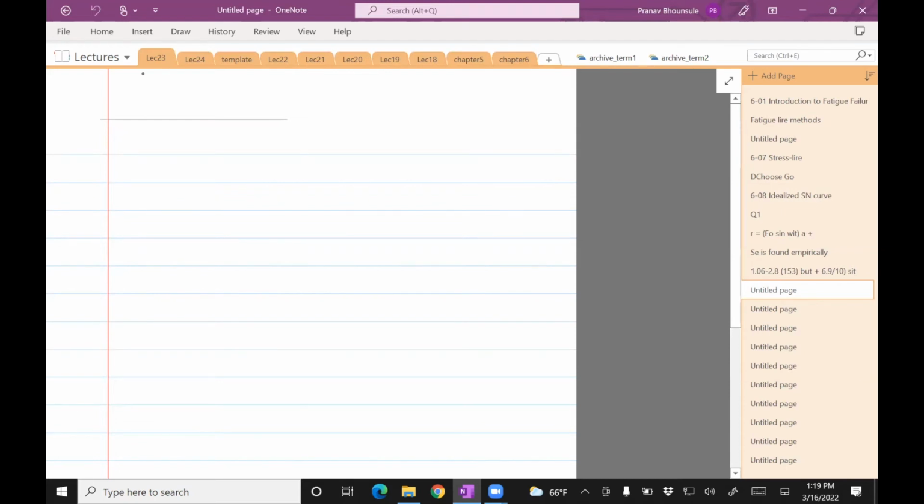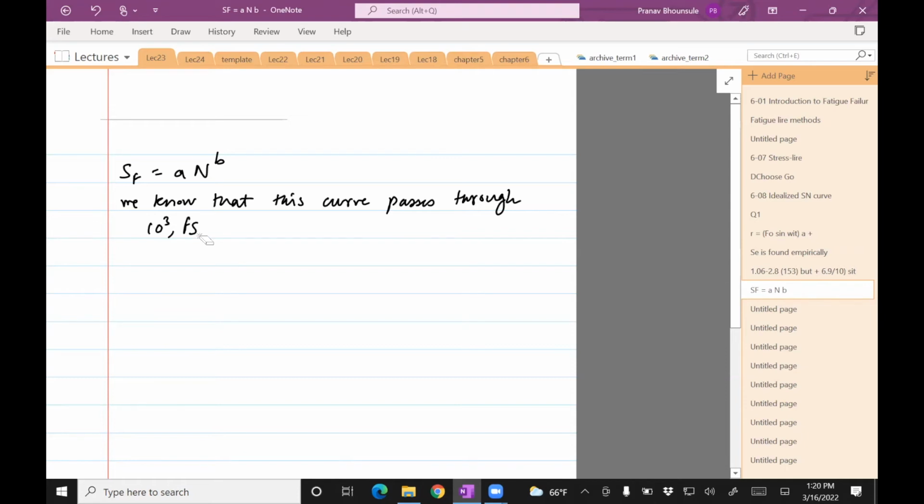That will be taken care of when we do this substitution to compute. So SF equals A times n raised to B. We know that this curve passes through 1000 F times SUT and 10 raised to 6 times SE. Let's call this 1, let's call this 2.